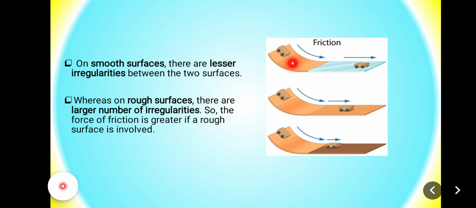In this picture, we can see there are three different cases, and in each case, a toy vehicle is being released from the top. And in each case, the distance traveled by the vehicle is different. Here, the distance traveled is maximum because of the smooth surface. Here, the distance traveled is a little less because of the rough surface, and here the distance traveled is very less because of the rough surface, which shows that this surface has a larger number of irregularities compared to this rough surface, and if there are more irregularities, it means the friction is greater.